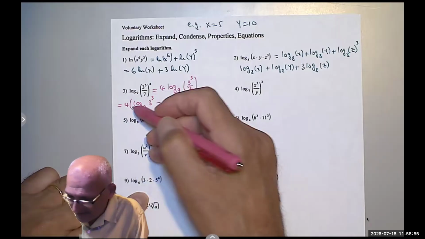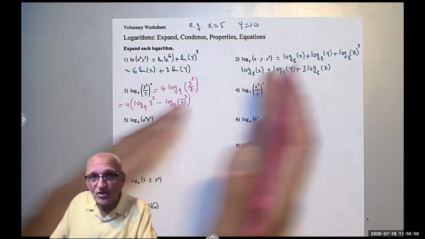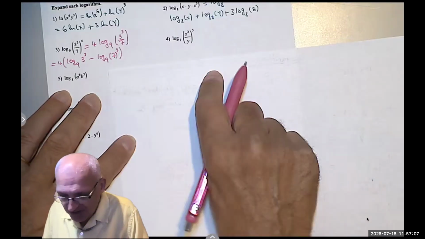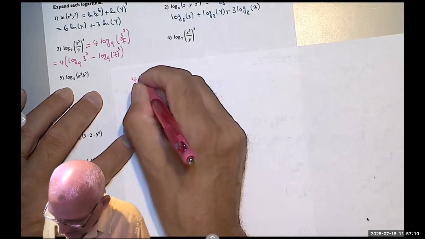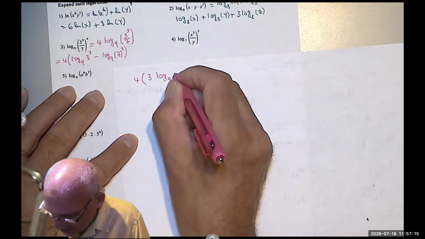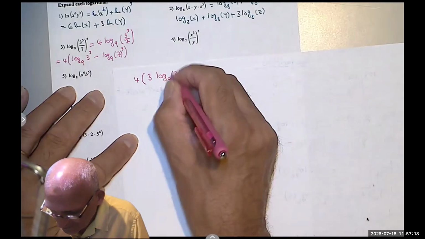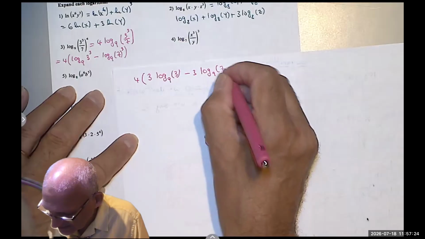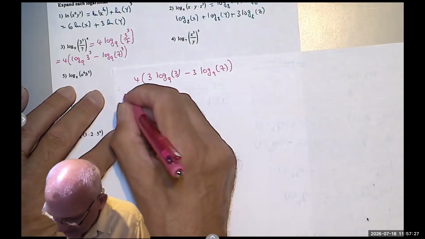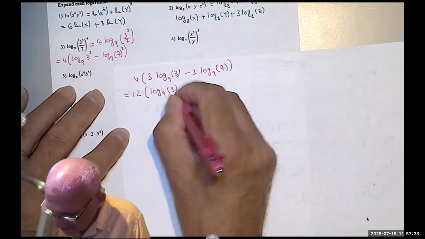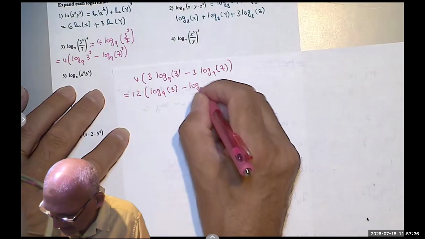The 3 would come as a multiplier, so I can combine them and multiply that by 4. Or do you want me to do it in two steps? I don't have enough space, so I'm going to continue here and then write at the bottom. So we can write it in two steps by saying this guy is 3 log to the base 9 of 3 minus 3 log to the base 9 of 7. Then I factor out the 3, so I get 12 times log to the base 9 of 3 minus log to the base 9 of 7.